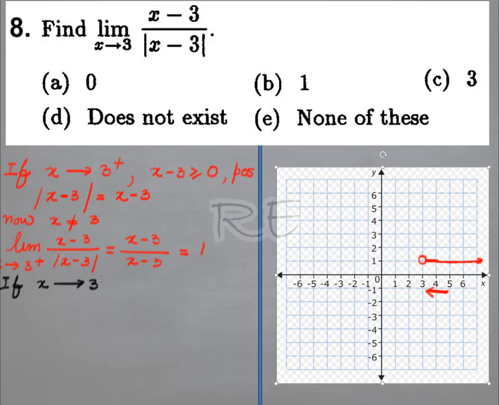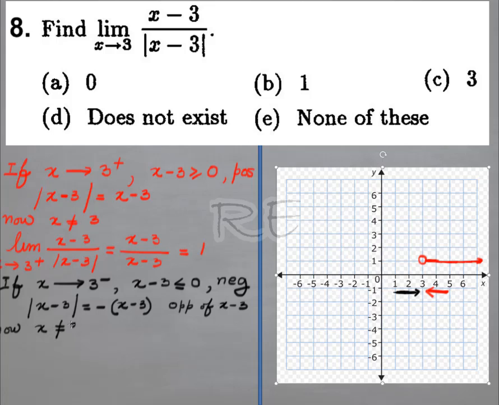If x is approaching 3 from the left, those values are less than 3. Therefore, x minus 3 will be negative, and the absolute value of a negative number is equal to its opposite. So the absolute value of x minus 3 will be equal to minus parenthesis x minus 3, which represents the opposite of x minus 3. Now, x cannot be 3.